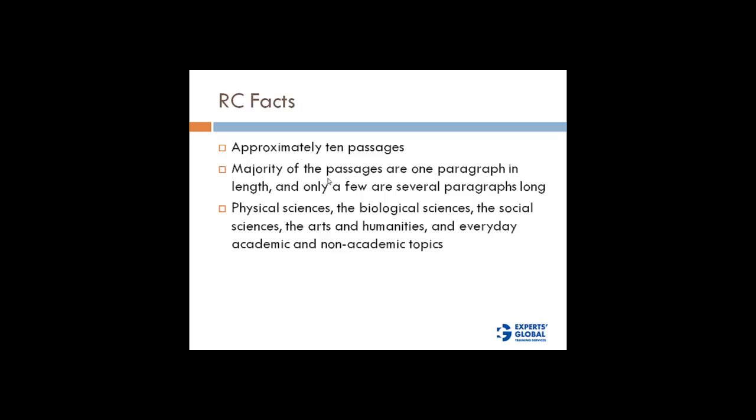And where are these passages coming from? These will be coming from a wide variety of resources. Typically the type of passages that we find on the GRE would be physical sciences, biology, history, social sciences, arts and humanities, and just about anything that we typically come across in the academic and non-academic world.